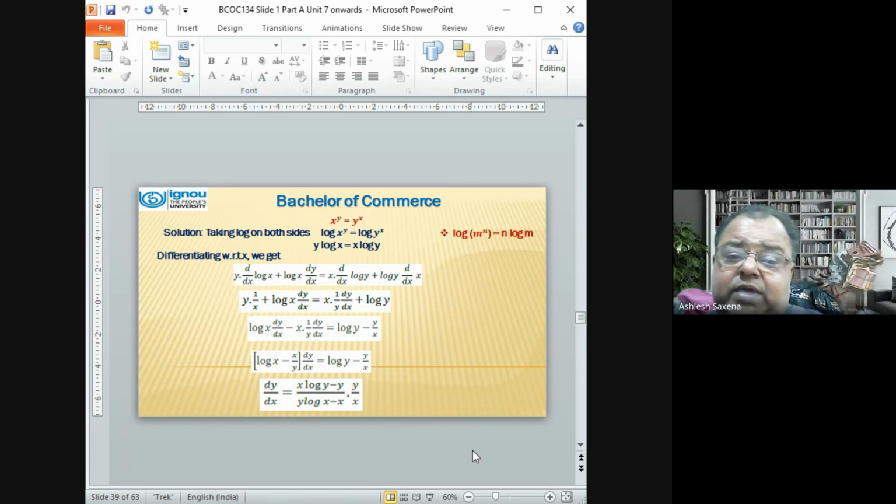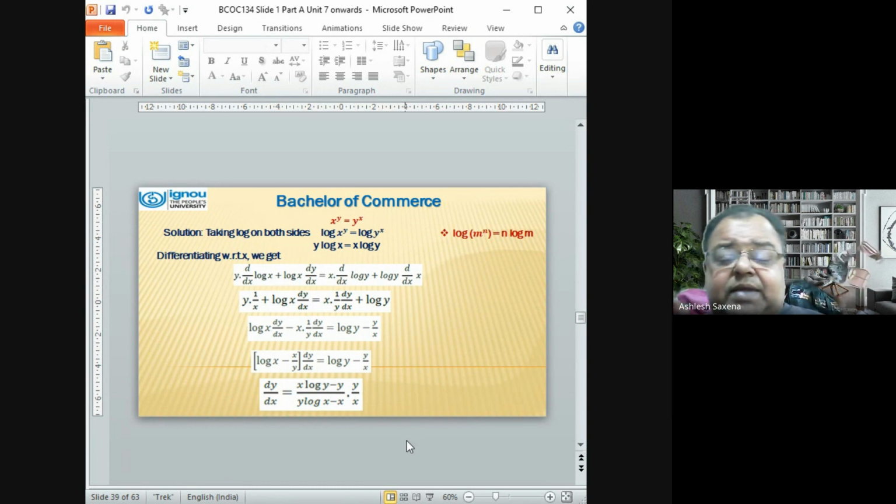Then what will we be doing? We will be taking log on both sides. It will become log x^y is equal to log y^x. By using this, we will change it to y log x is equal to x log y. Here on the left hand side as well as on the right hand side, you can see there are two functions, of y and x, and x and y.